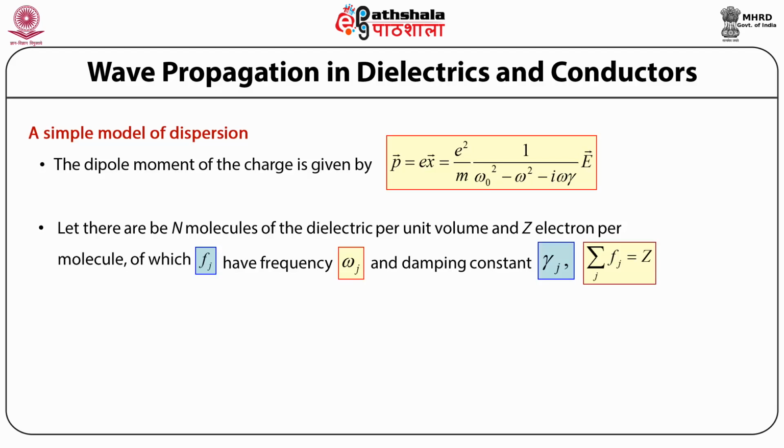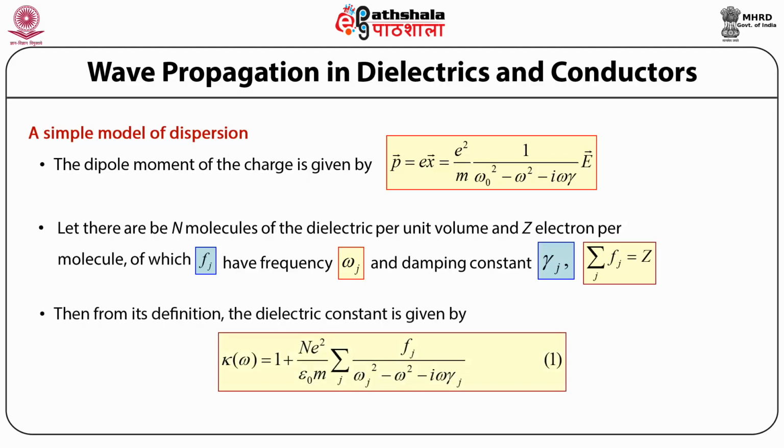Let there be N molecules of the dielectric per unit volume and Z electrons per molecule. Further, all the electrons in the molecule may not have the same binding frequency and damping constant. Let there be f j electrons per molecule with binding frequency omega j and damping constant gamma j. Then summation over j of f j equals Z. The dielectric constant K is then given by K(omega) equals 1 plus N e square by epsilon naught m, summation over j, f j divided by omega j square minus omega square minus i omega gamma j.